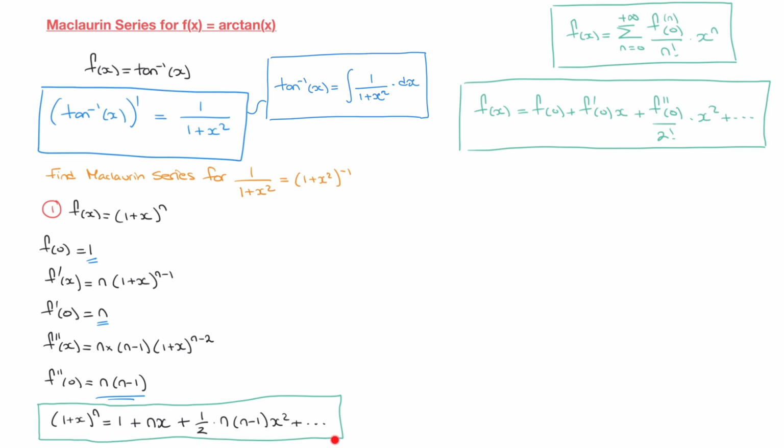And so now that we have this result, we can quickly find the Maclaurin series for 1 over 1 plus x squared by replacing the power of n we have here by negative 1. So every n we have inside our result here will be replaced by negative 1, and by replacing the x we have here by x squared. And so as such we could call that step 2.